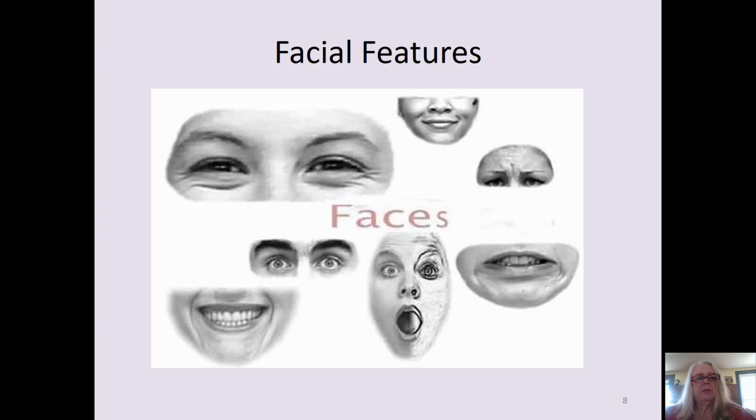Facial shape and symmetry is really important, looking at individual aspects of each person's face. Their eyes, are both eyes the same? Do they open the same? Are they placed in a similar place on the face? Can they smile? Can they frown?